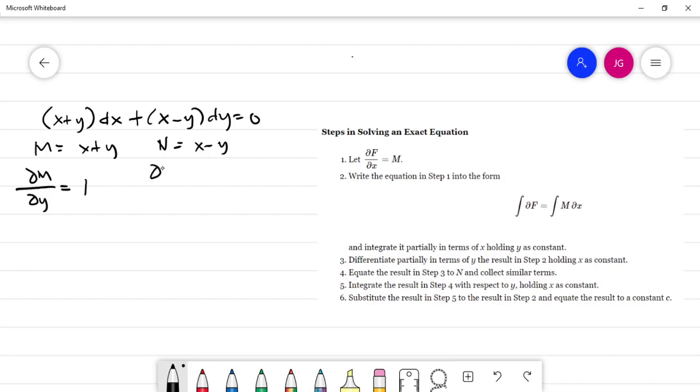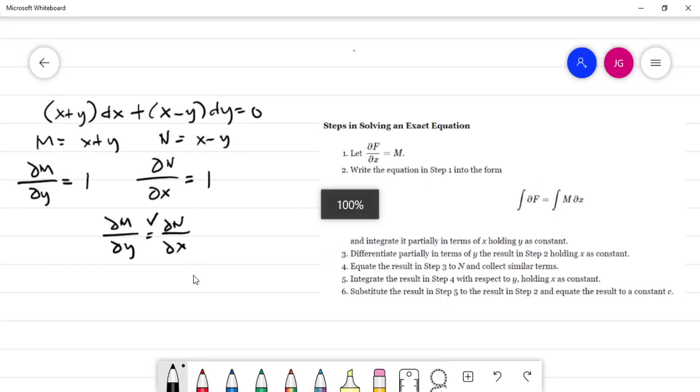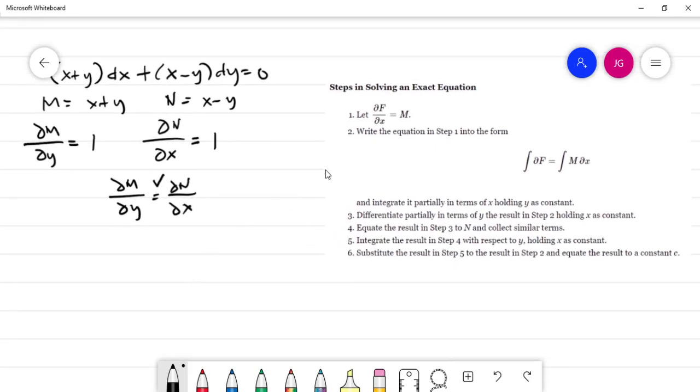So for N, we differentiate it in terms of x. Okay? So in terms of x, the differentiation of x is 1, then y is 0. So the exactness is correct. So tama. Okay? So after this, we proceed to step 1 in solving an exact equation.